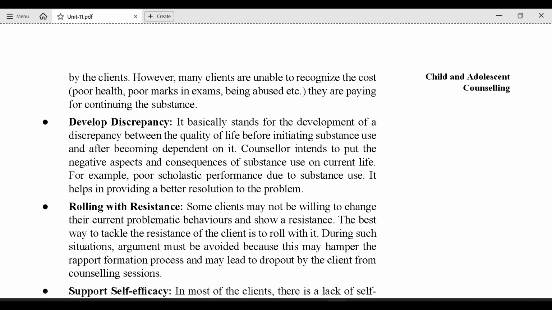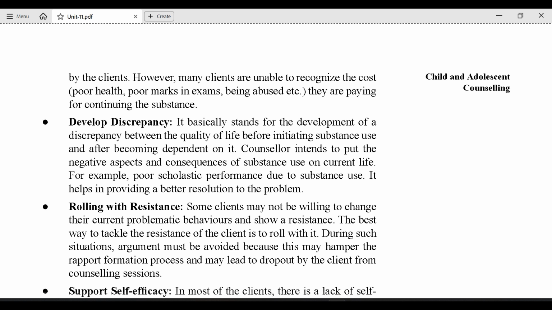Rolling with resistance. Some clients may not be willing to change their current problematic behaviors and show resistance. The best way to tackle the resistance of the client is to roll with it. During such situations, argument must be avoided because this may hamper the rapport formation process and may lead to dropout by the client from counseling sessions.